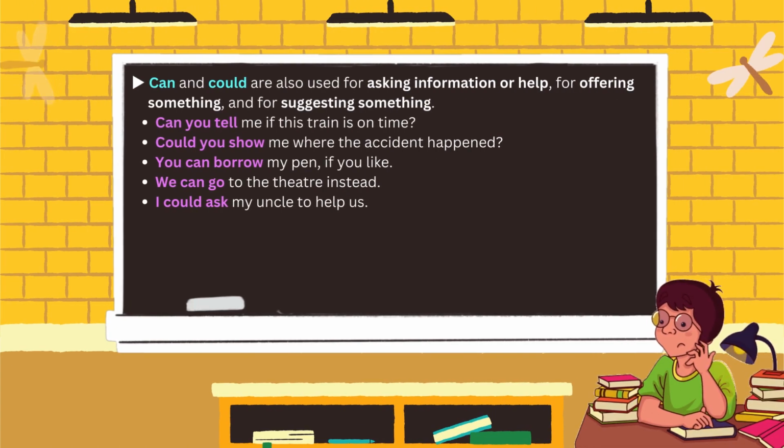Can and could are also used for asking information or help, for offering something, and for suggesting something. Can you tell me if this train is on time? Could you show me where the accident happened? You can borrow my pen, if you like. We can go to the theater instead. I could ask my uncle to help us.